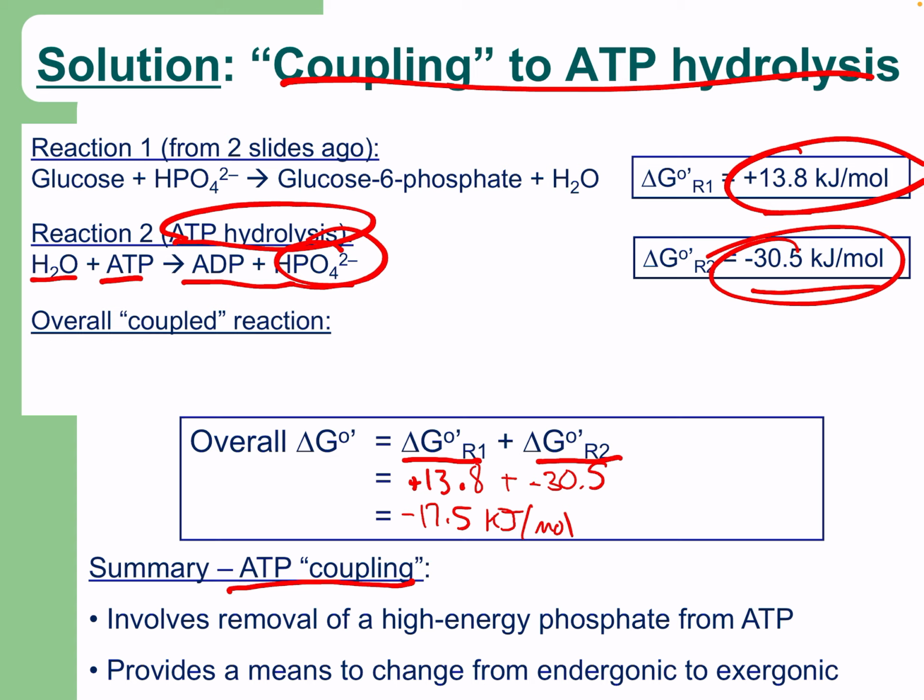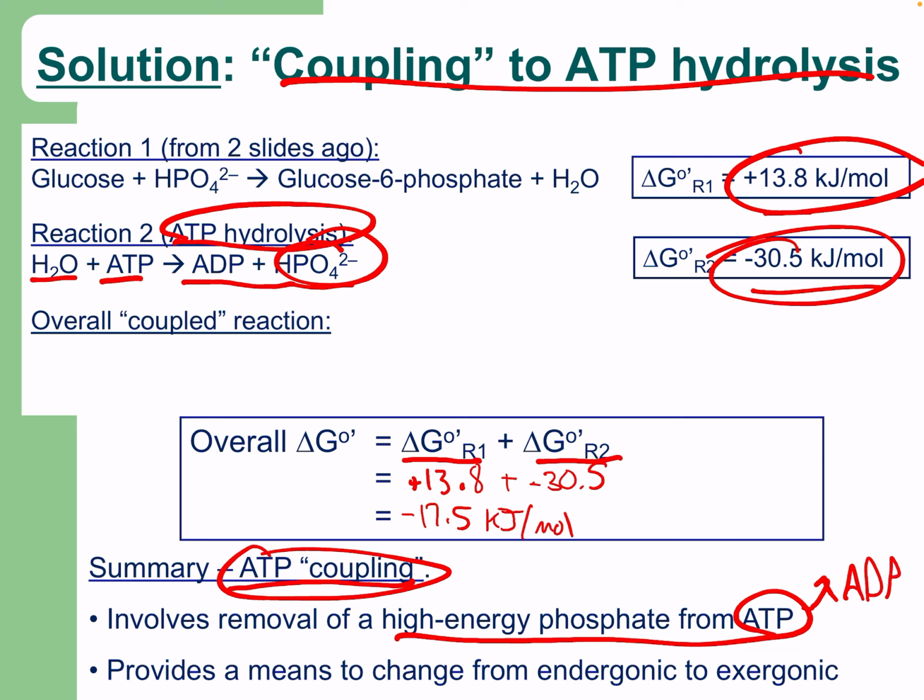Hopefully you guys are on a sped up version so that doesn't feel as slow. In summary, ATP coupling involves the removal of a high energy phosphate from ATP, becoming ADP. This provides a means to change from endergonic to exergonic. Remember, exergonic reactions are more favorable and usually spontaneous.